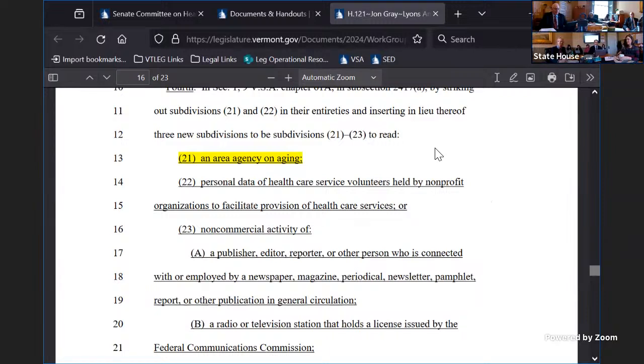Yeah, I thought about that. Is it helpful for me to find the underlying definition? Yeah, let's look at that. That's in Title 33, I think. Yes.